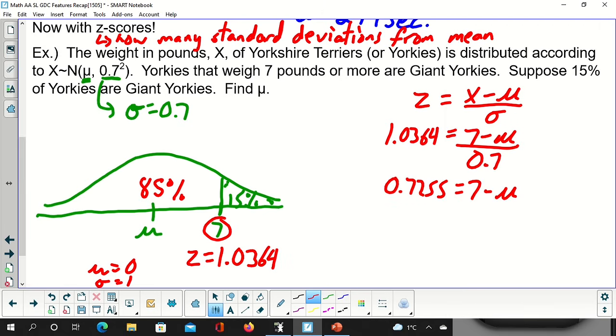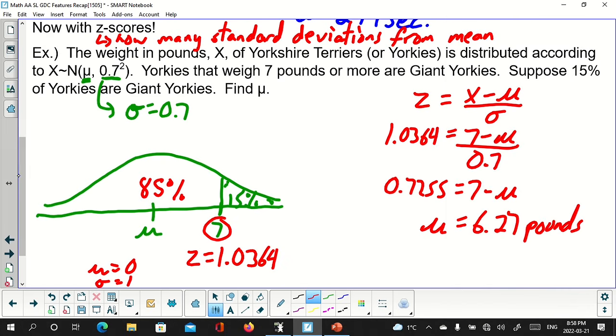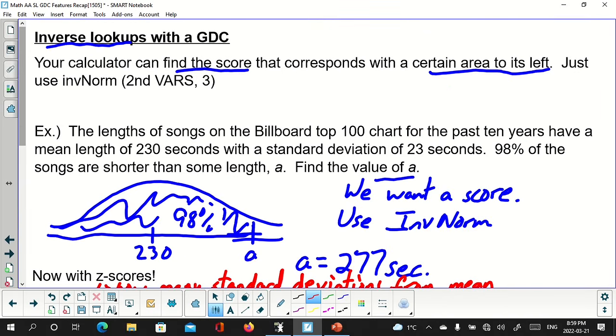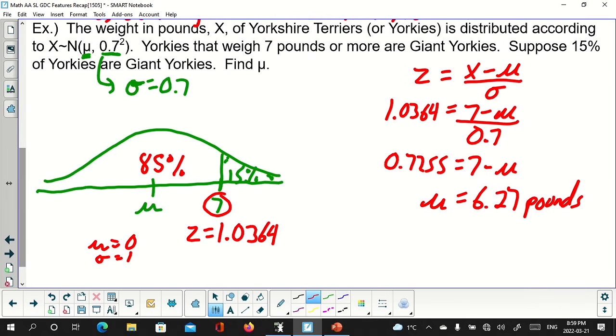And I'm going to move the mu to the left. I'm going to subtract 0.7255 from 7. So I'll go 7 minus that answer that I just found, and get 6.27. These two examples on this slide both use the same basic technique in the calculator. It's just one was a little more involved than the other.